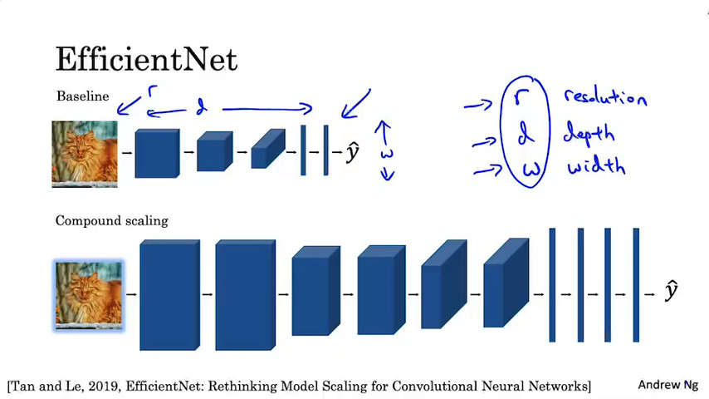So if you're ever looking to adapt a neural network architecture for a particular device, look at one of the open source implementations of EfficientNet, which will help you to choose a good trade-off between R, D, and W.